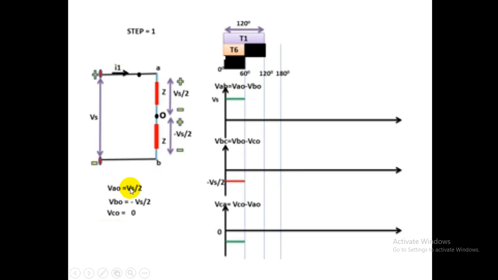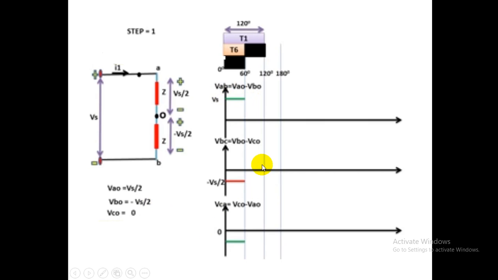VAO is Vs by 2 and minus of minus Vs by 2, that will become Vs. That's why we are getting maximum voltage across the line VAB.